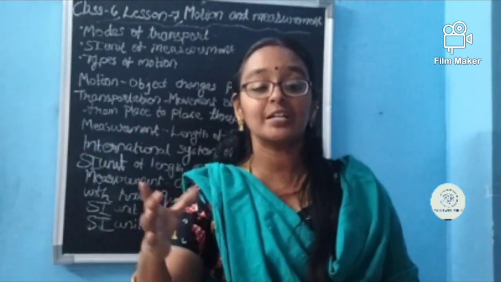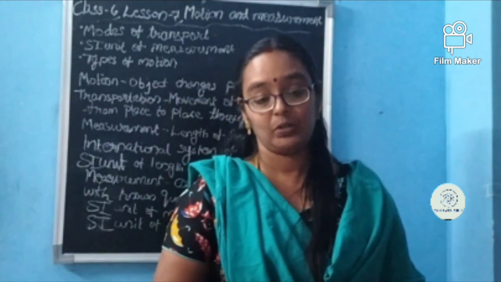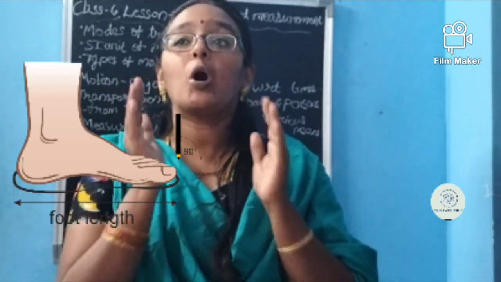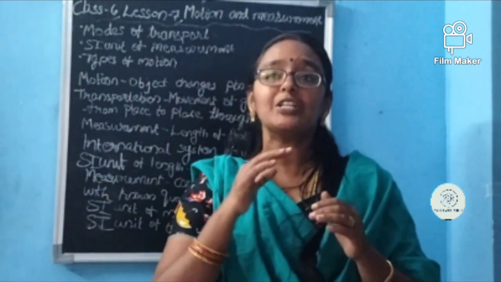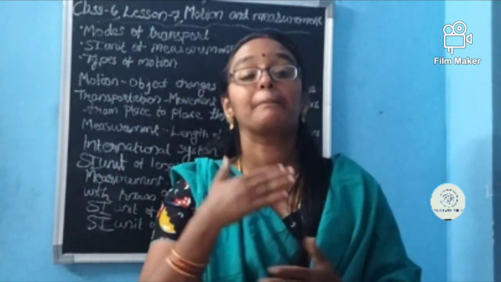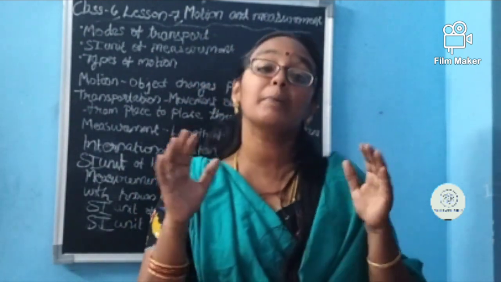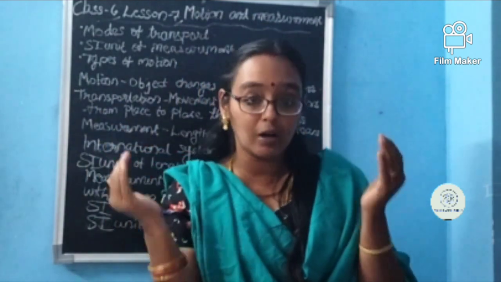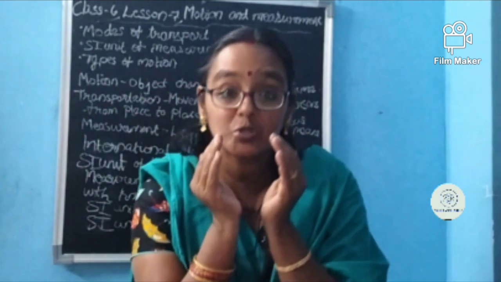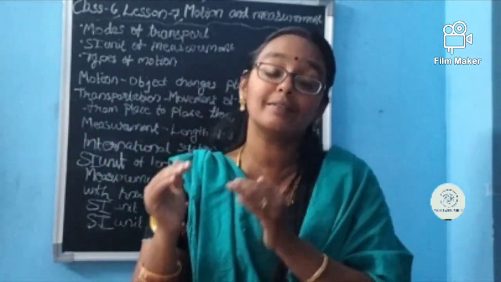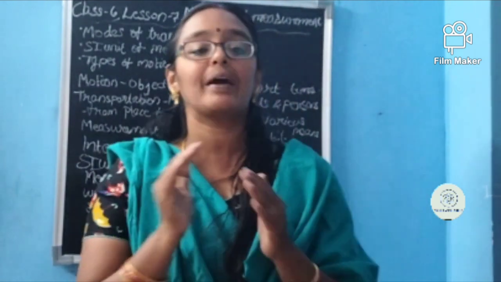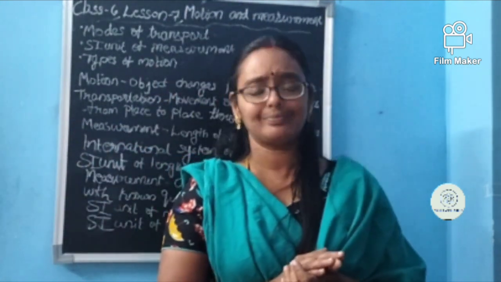Some of them measure length with their foot. They will see the foot length. This kind of measurement will not be proper. Why? Because these measurements vary from people to people. Some of them will have a much longer hand, so the measurement may vary. Some of you will have a shorter hand. This hand will not be the same for your younger brother and sister, isn't it? Your hand span is not an accurate value of measurement.